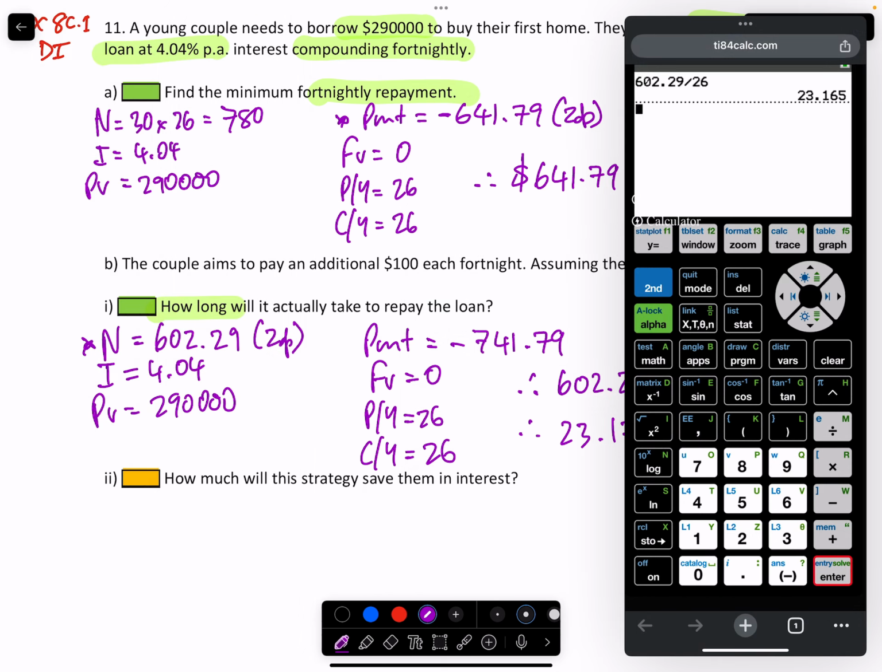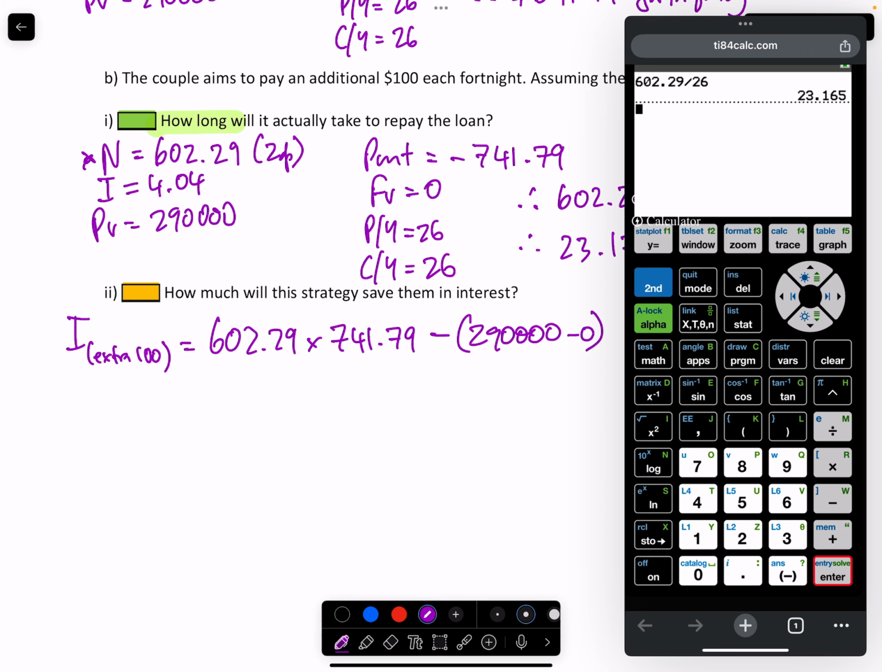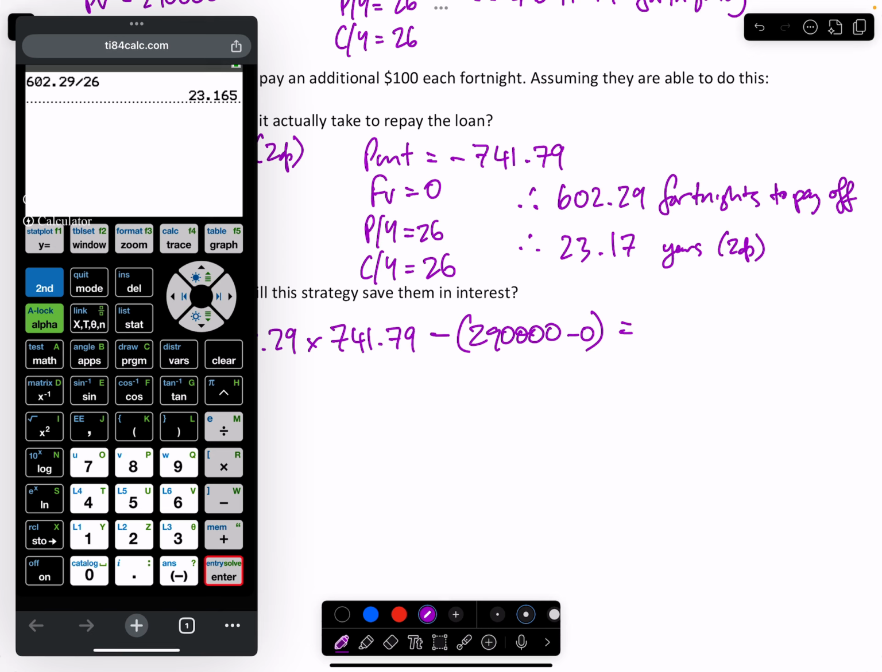How much will this strategy save them in interest? Well, interest, extra 100 is going to be 602.29 payments of $741.79. Take away 290,000. Take nothing. Equals 602.29 times 741.79. Take 290,000. Take nothing. That would pay $156,772.70 to 2 decimal points.